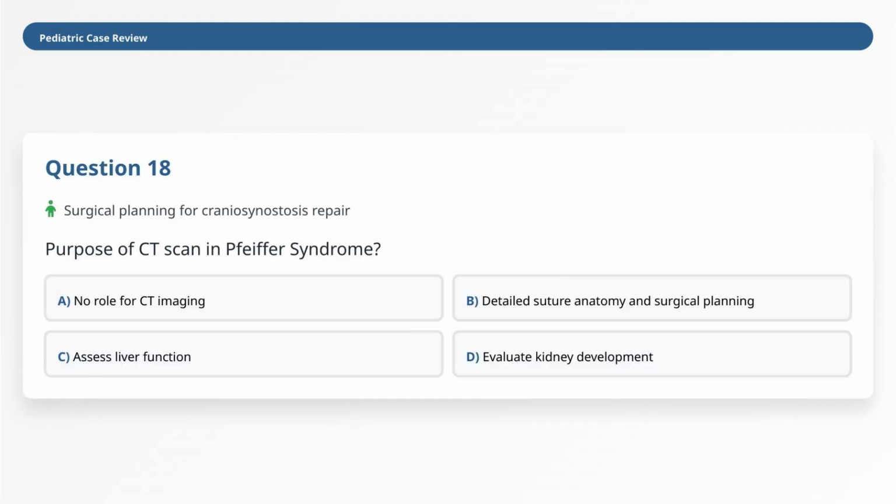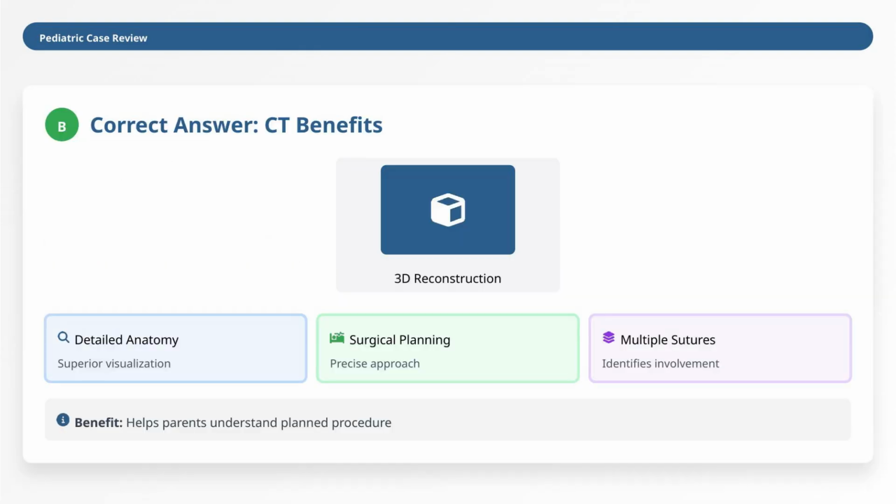Question 18. A 6-month-old with confirmed Pfeiffer syndrome is being evaluated by craniofacial surgery for potential operative intervention. What is the primary role of computed tomography scanning in this clinical scenario? Option A, no role for computed tomography imaging. Option B, detailed suture anatomy and surgical planning. Option C, assess liver function. Option D, evaluate kidney development. The correct answer is B.